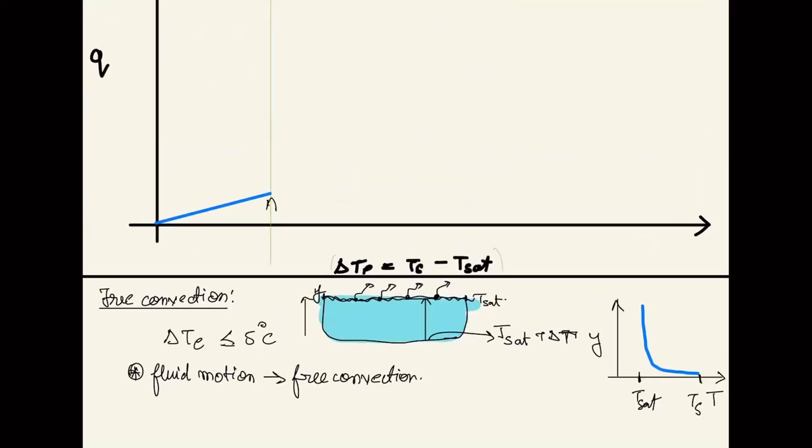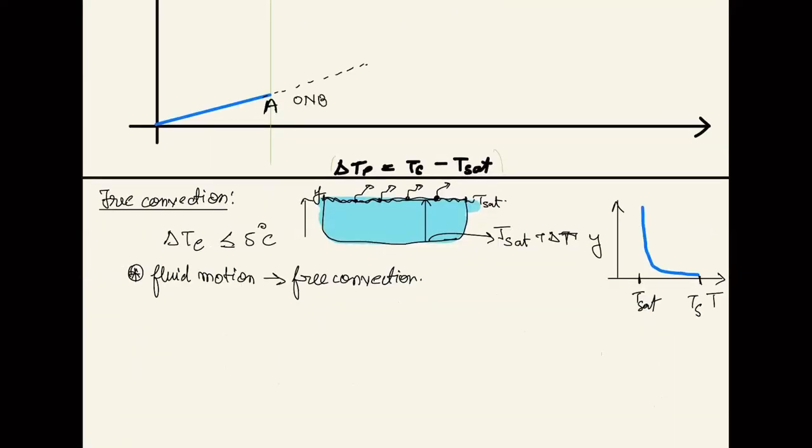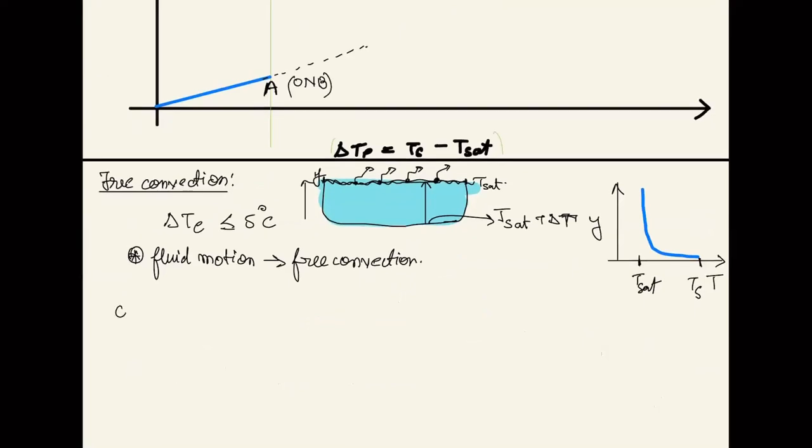I will now term this point as point A. Also, this particular point A is also called the onset of boiling. Okay, onset of nucleate boiling. This particular point A is called ONB, and ONB is onset of nucleate boiling. Now, what is onset of nucleate boiling and what is nucleate boiling?